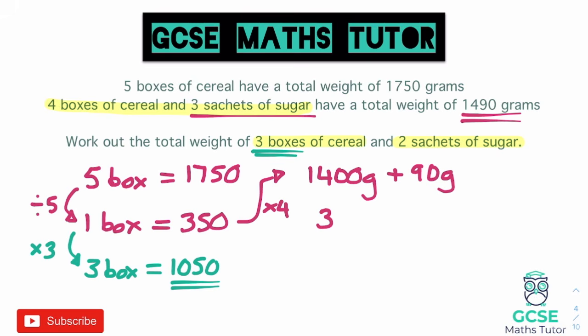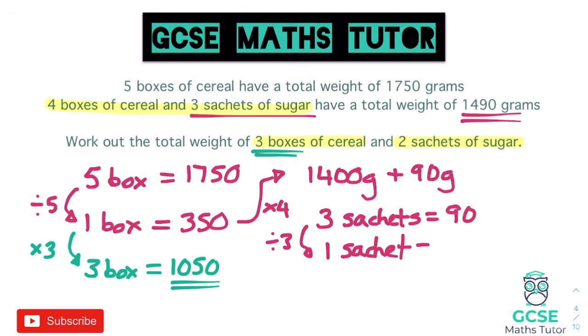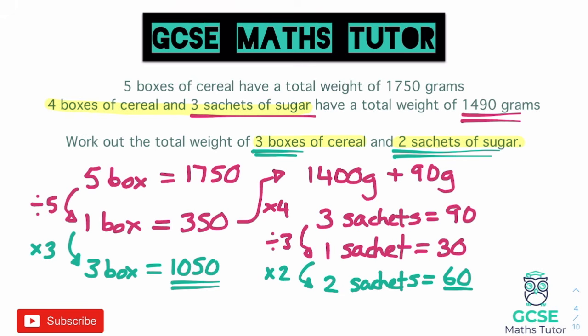So we can write that down. So 3 sachets is equal to 90. Of course, we want to break that down and go back to 1 sachet. So we can divide that by 3. So if we divide that by 3, we're going to get that 1 sachet is equal to 30. There we go. And obviously the question here, and we'll swap colour again, wants us to work out the weight of 2 sachets of sugar. So we can straight away multiply that by 2. And if we multiply that by 2, we're going to get that 2 sachets is equal to 60. And that is the second part of our answer.